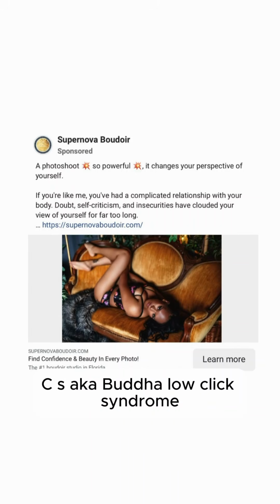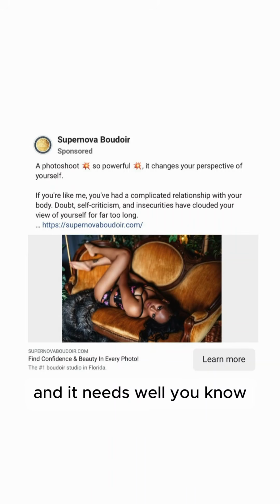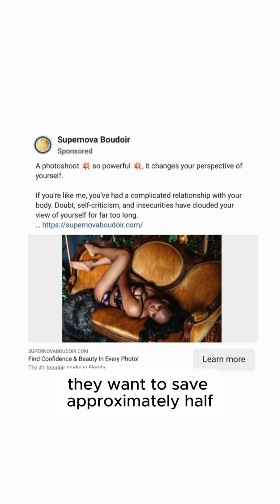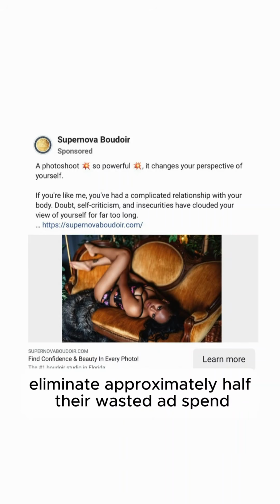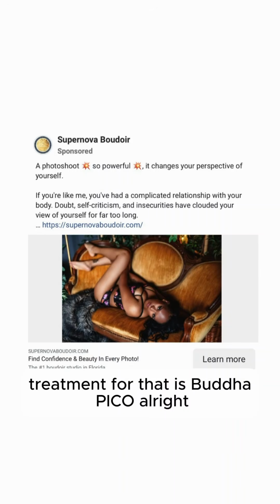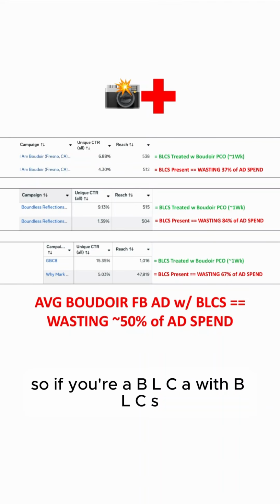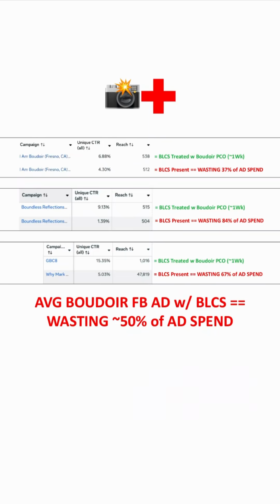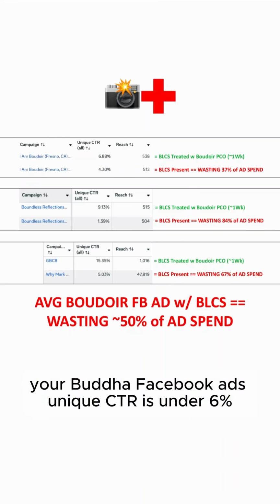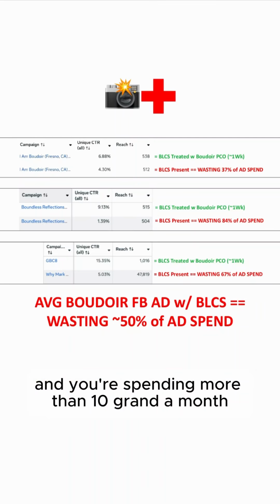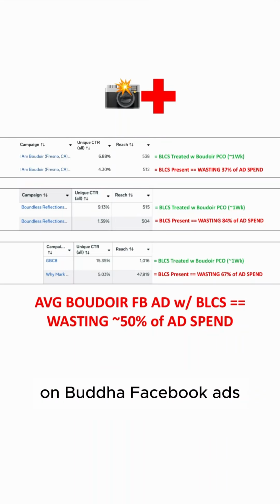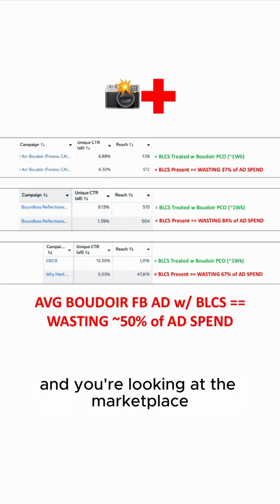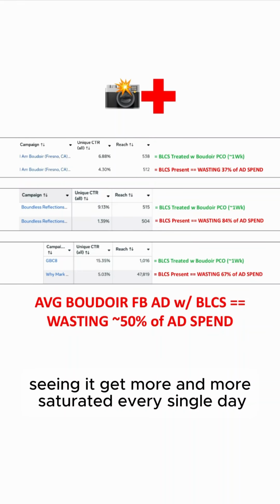So from what I'm seeing here, I do believe this Boudoir Facebook ad has BLCS, aka Boudoir low click syndrome, and if they want to eliminate approximately half their wasted ad spend, treatment for that is Boudoir Pico. All right, so if you're a BLCA with BLCS, a Boudoir low click advertiser with Boudoir low click syndrome, your Boudoir Facebook ads unique CTR is under 6%, and you're spending more than 10 grand a month on Boudoir Facebook ads, and you're looking at the marketplace, seeing it get more and more saturated every single day.